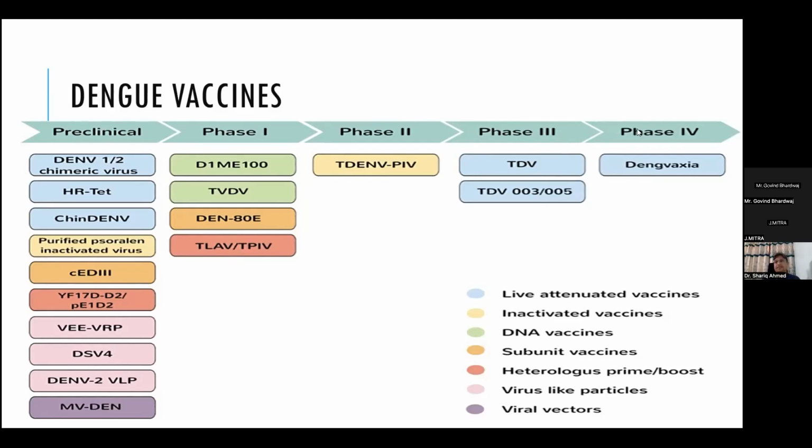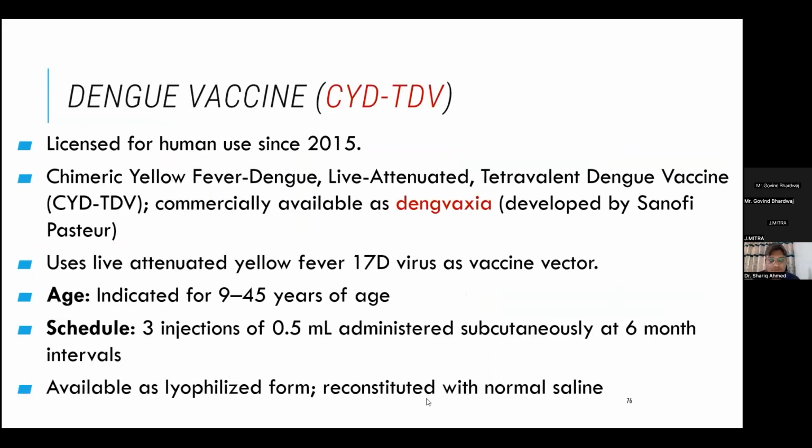One of the dengue vaccines is in phase 4 trial. It is approved by the FDA for use in humans, which comes under the brand name Dengvaxia. So what is this Dengvaxia? It is licensed for human use from 2015, and it is a chimeric yellow fever dengue vaccine, which is live attenuated. Chimeric means a dengue fever virus and yellow fever virus have been merged to form this vaccine.